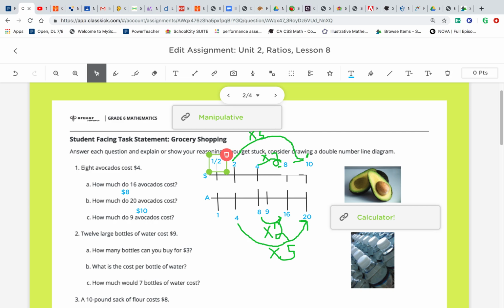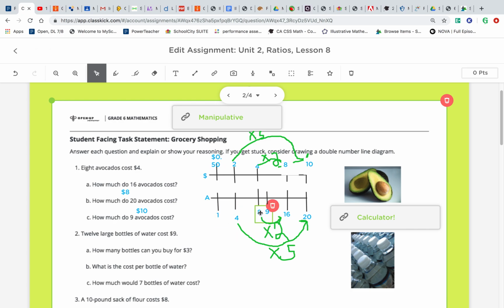1/2 of $1 would actually be 50 cents. So we'll call that 50 cents. Okay? So with 50 cents, we can use that to figure out what 9 is.